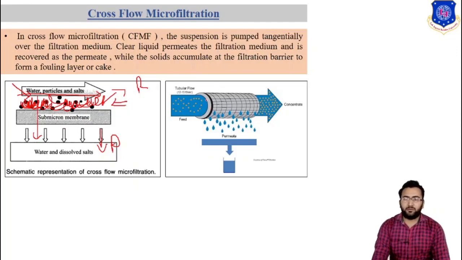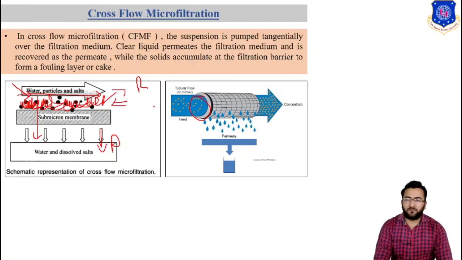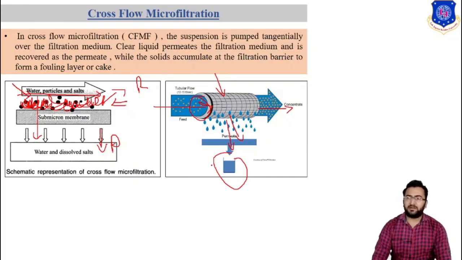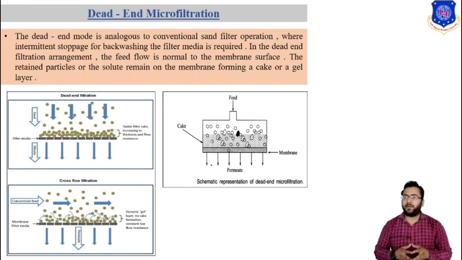Now if we use a tubular module, then in the tubular module the flow is in a direction like this, and this pipe acts as the membrane. A solute whose diameter is higher than the pore size diameter of the membrane will be rejected, and the clear water can pass through the membrane. So we will get the concentrate here, and we will get the clear water with salt in this permeation tank. So this is how cross flow microfiltration works. Now let's discuss dead end microfiltration.